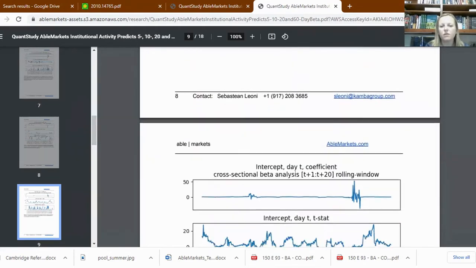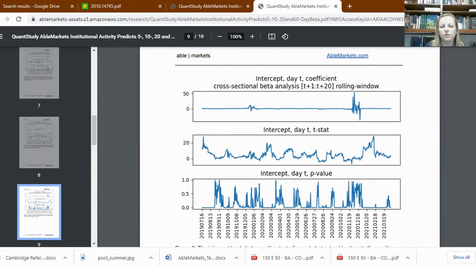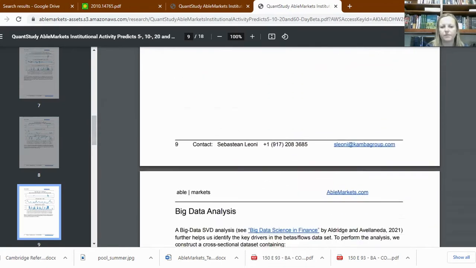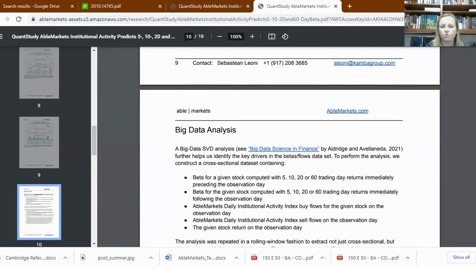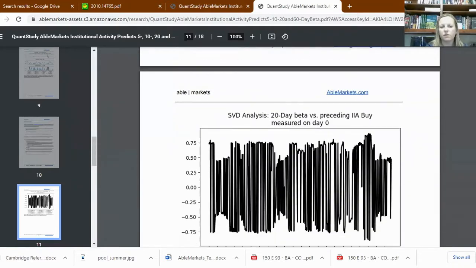Okay, and then finally, what do we have here? We have the Intercept, right? We run these regressions with Intercept, and the Intercept, yeah, it's kind of important, but it's not the most important part for us. So when we do the big data analysis, we're doing it differently.